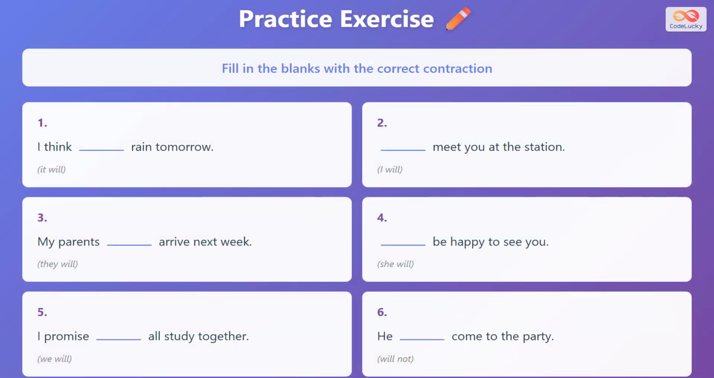Now it's time to practice. Fill in the blanks with the correct contraction. Question 1, I think rain tomorrow. The answer is it'll from it will. Question 2, meet you at the station. The answer is I'll from I will. Question 3, my parents arrive next week. The answer is they'll from they will. Question 4, be happy to see you. The answer is she'll from she will. Question 5, I promise all study together. The answer is we'll from we will. Question 6, he come to the party. The answer is won't from will not.